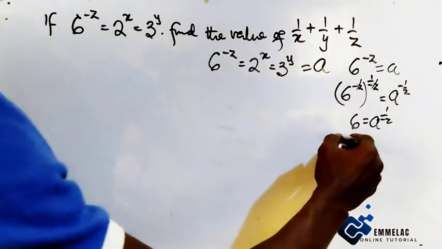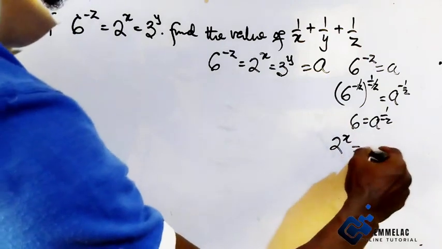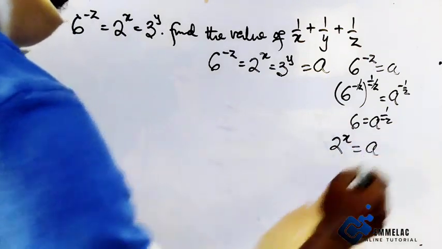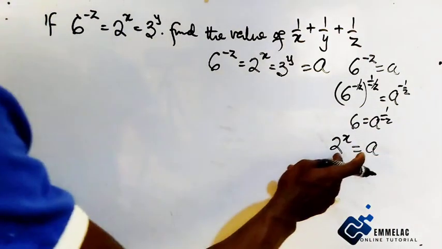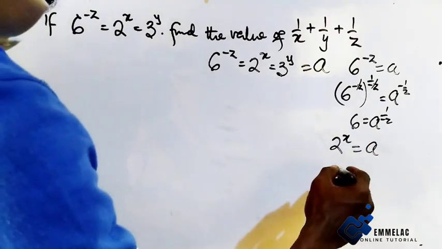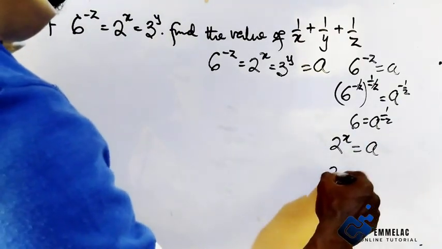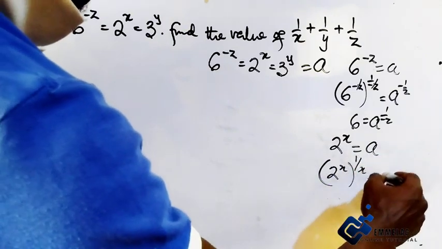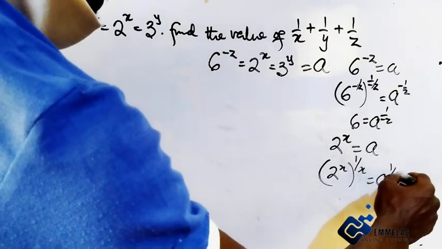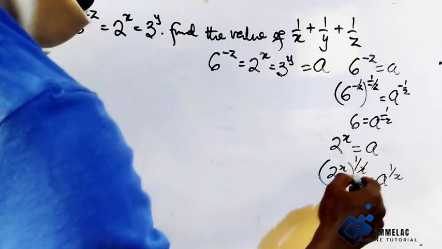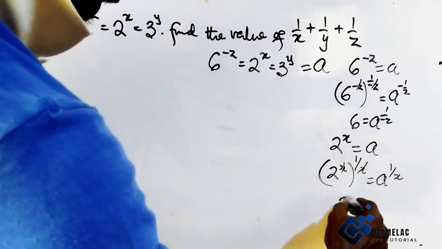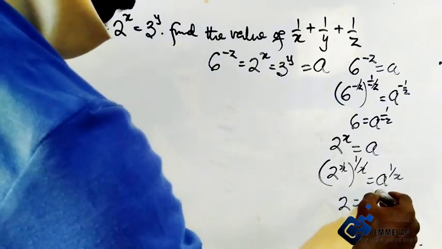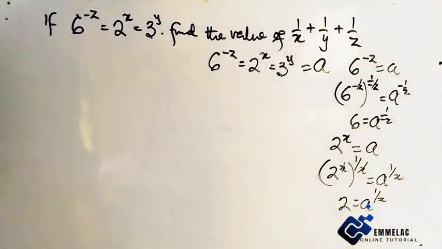We also have here that 2 raised to the power x equals a. Now in this case also, let us multiply by the inverse of this power. So here we have 2 raised to the power x all to the power of 1 over x, then equals a raised to the power 1 over x. So this cancels this, so 2 here equals a raised to the power 1 over x.